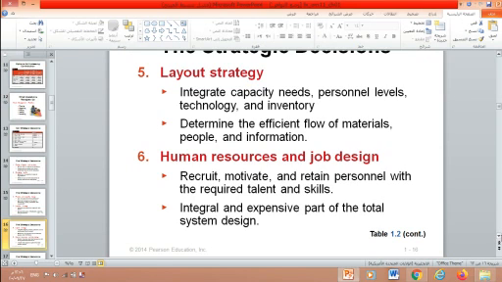And as you know, the human resource is an integral part of the production process. Okay, so it is an integral and expensive part of the total system design, so we have to train it and motivate it, and also choose it more carefully.